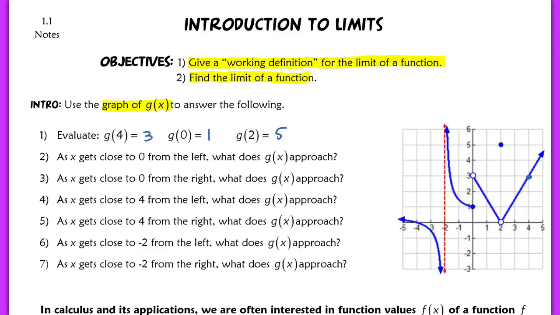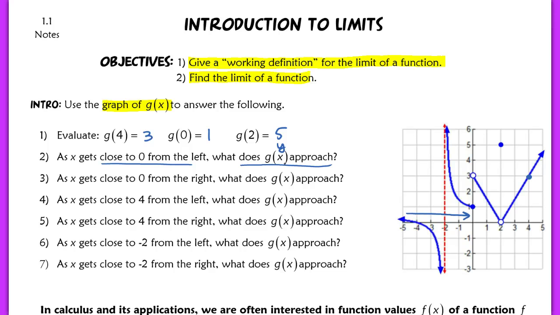Now question 2 is posing a much different question. We're not evaluating our function. Now we're asked, as x gets close to 0 from the left, what does g of x approach? So let's make sure we break this down into two parts. As x gets close to 0 from the left means you're going to approach x equals 0 from the left. You're going to continue to look at values closer and closer to x equals 0. And you want to know what your output, the y values, approach. So you want to know what g of x approaches. Not what they're equal to, but what they approach.